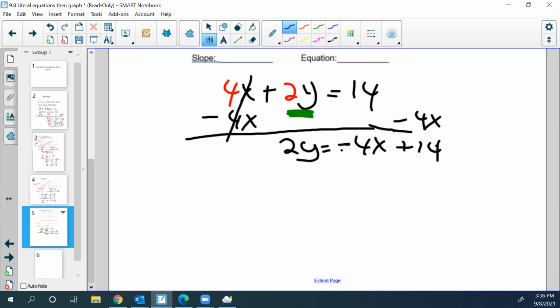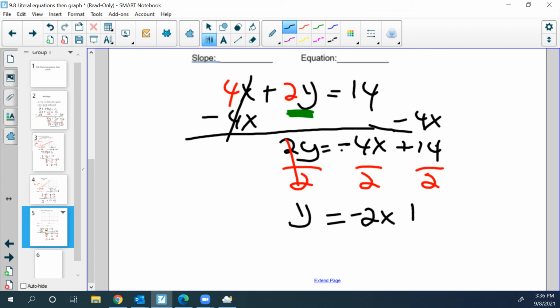Now, I can divide by 2 to get y by itself. Divide by 2 here, divide by 2 there, divide by 2 there. That goes away, and so I'm left with y is equal to negative 4 divided by 2, which is negative 2x, and 14 divided by 2 is 7. So again, the equation is in slope-intercept form, where 7 is my y-intercept, and negative 2 is my slope. Remember, the slope is the number that's next to the x.